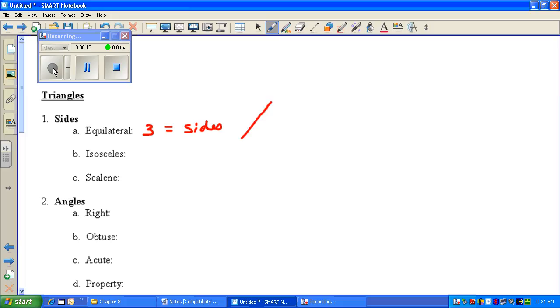So if the sides of the triangle are the same, that means the angle that opens up to get the sides, these three angles, must also be the same measure. And we'll talk about what that measure is later on. From last lecture, we discovered that they are 60 degrees.